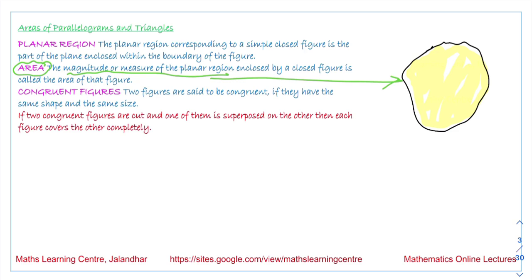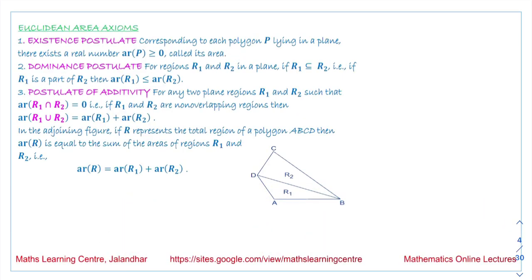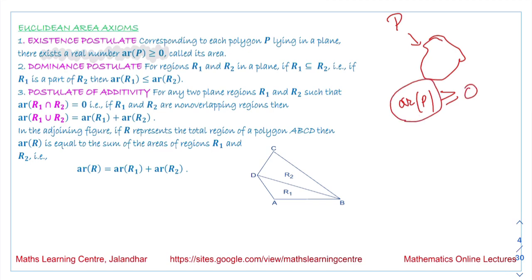Next we have some axioms called the Euclidean area axioms. First is the existence postulate. If a polygon P lies in a plane, then it has an area. This is represented as: there exists a real number, area of P. Suppose this is the plane P. Then area of P is always greater than or equal to 0, and it is some real number. If some region is there, then it will have some area. This is the first axiom.